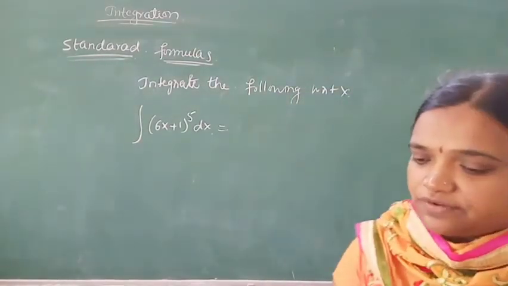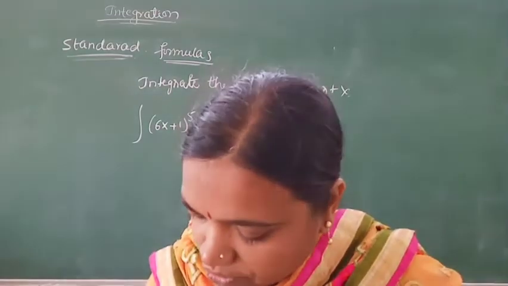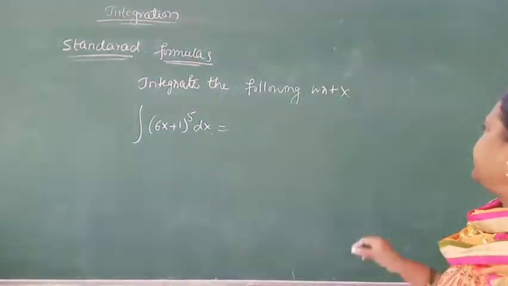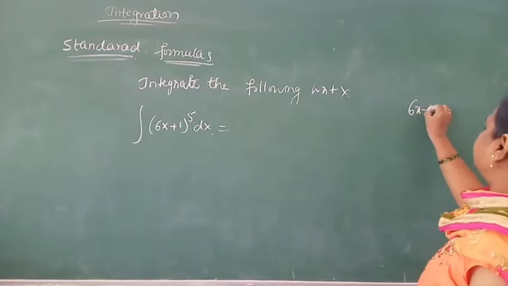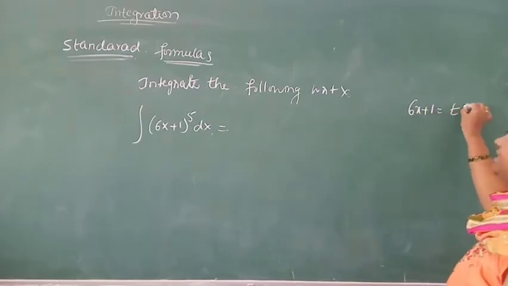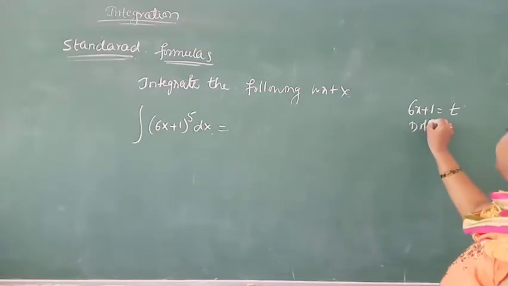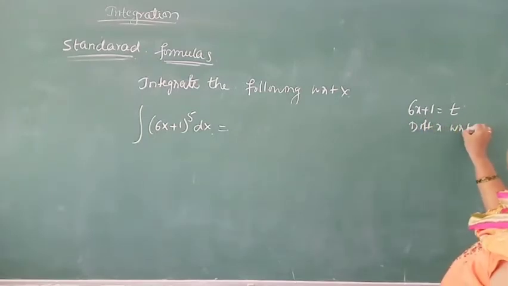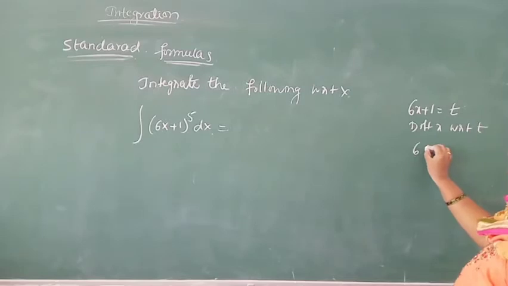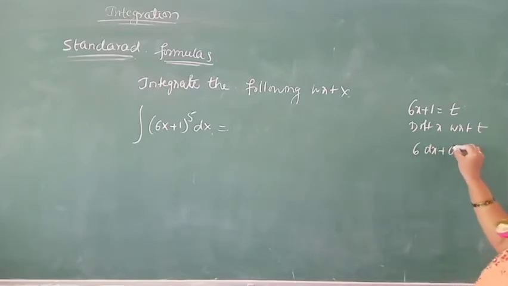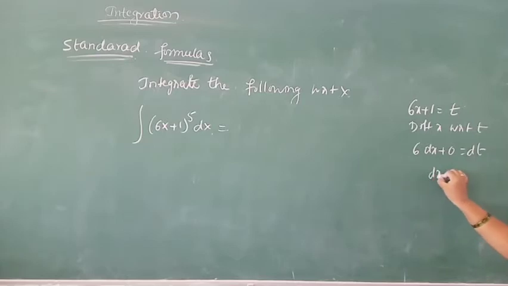This is a function of a function. We can't do the integration directly. Therefore, we put 6x plus 1 equals t. Then do the differentiation: differentiating with respect to x, we get 6 for x, and the constant's derivative is 0, so we get dt. So dx is dt by 6.